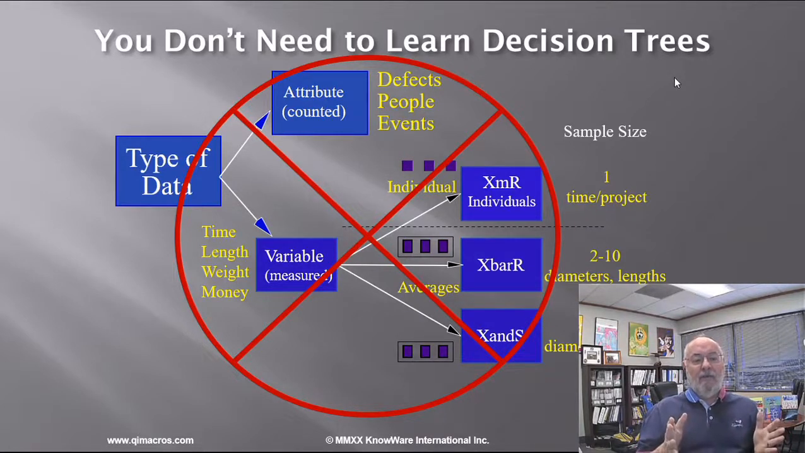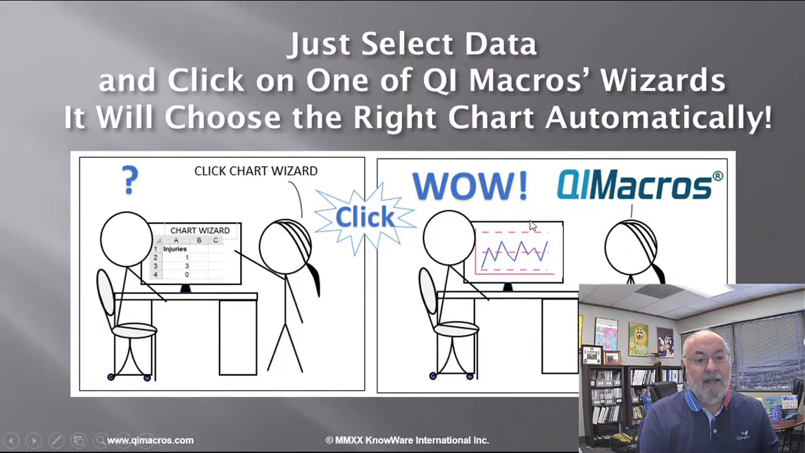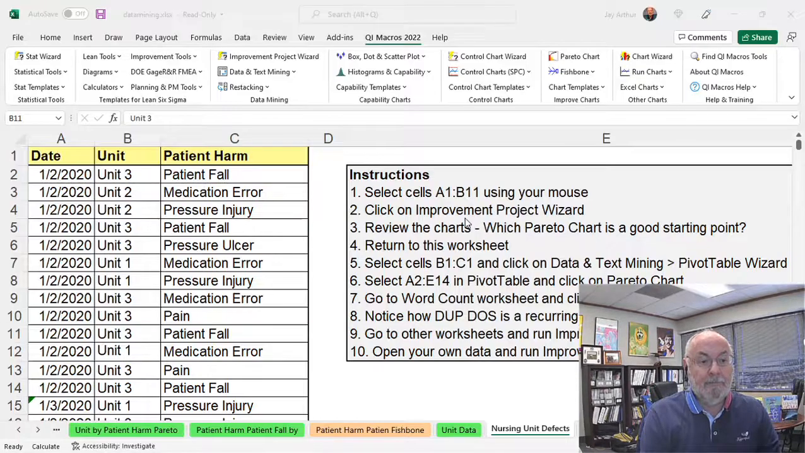And it turns out that with every other software product, you actually have to know what chart to choose before you pick your data. And so you have to know how to navigate this tree. I'm against it, all right? So you may be used to using a decision tree to use the right control chart. But I built that into the control chart wizard, and I did that back in 2006. And so this makes it really easy to just select data, click a wizard, and get a chart. And so let me show you how that works.